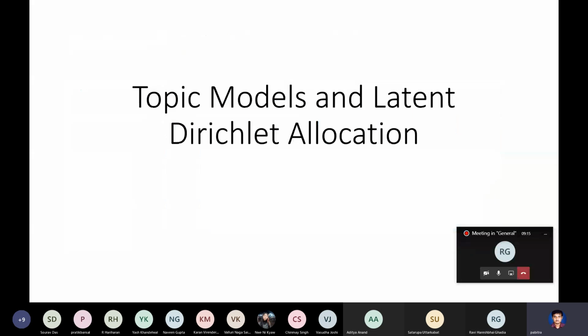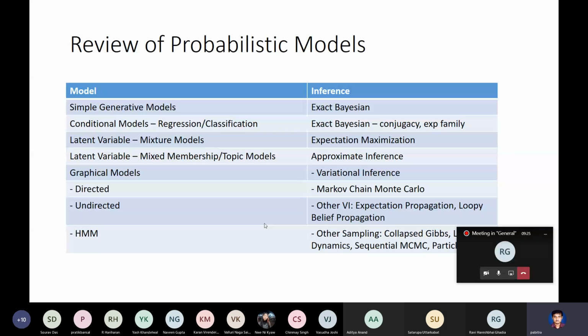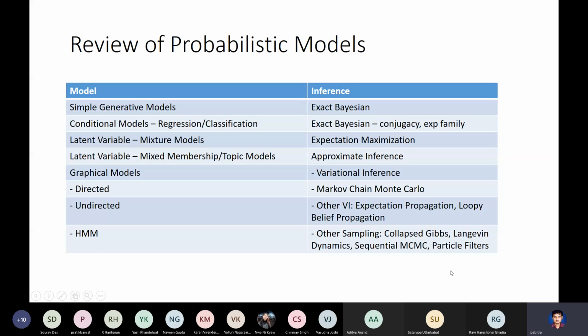So today we'll talk about topic models. One of the ways of doing it is called latent Dirichlet allocation. So let us quickly review what we have studied so far. We studied two kinds of things. One is we studied different kinds of models. We started with simple generative models, which are nothing but posterior distributions, and then we studied conditional models.